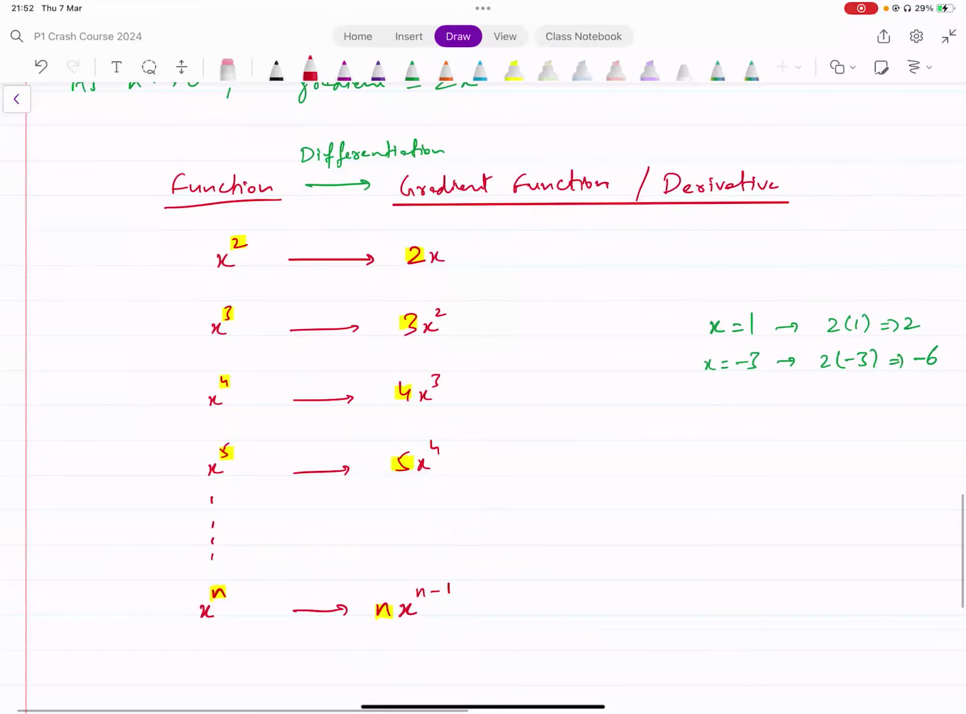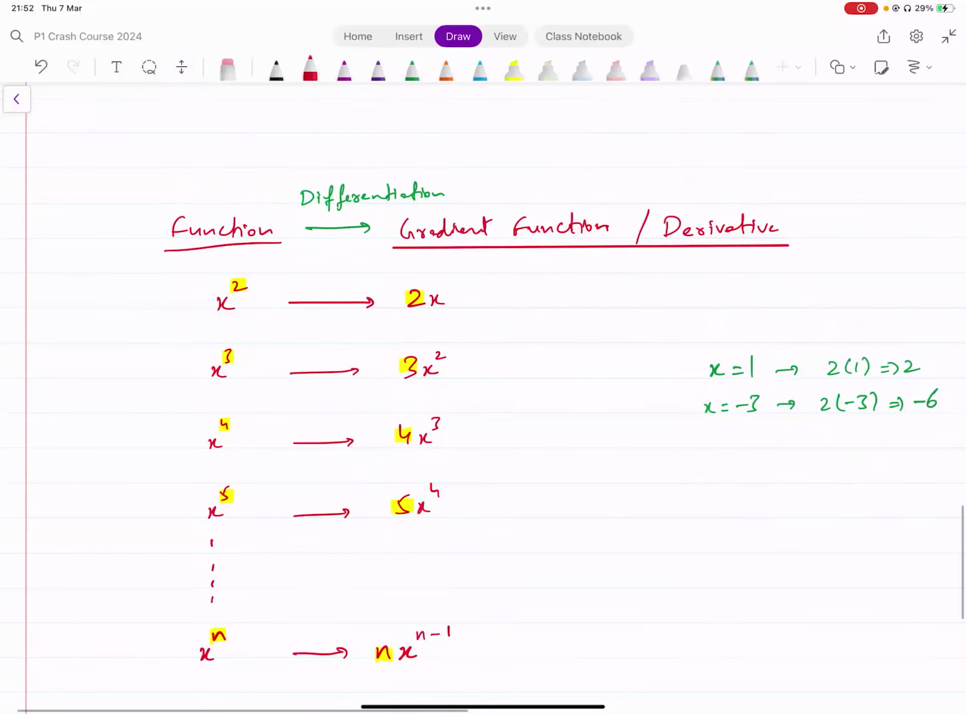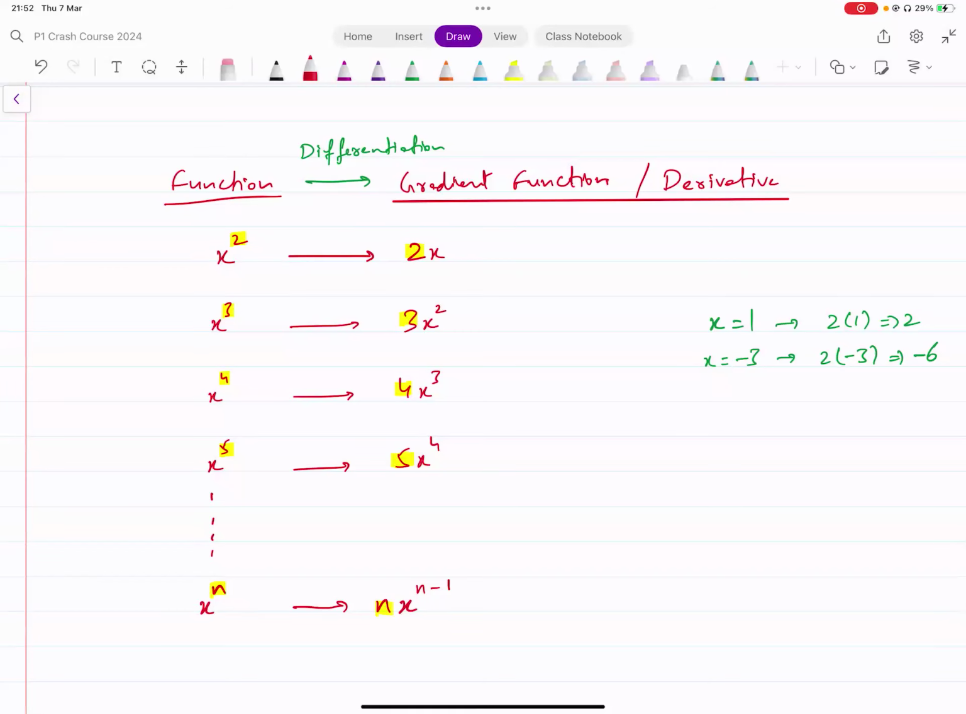Does that make sense to everyone? Any problem with this? This is a general rule now that we're getting. If you have x raised to the power n, the derivative of that is going to be nx raised to the power n minus 1. Make sense? Yes, sir.